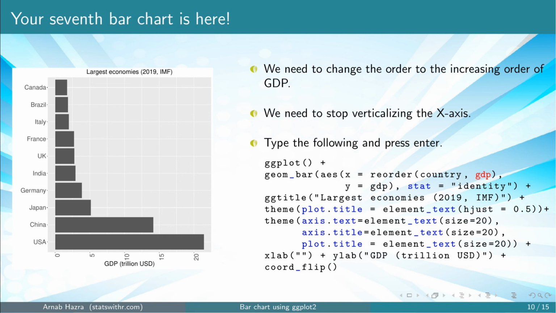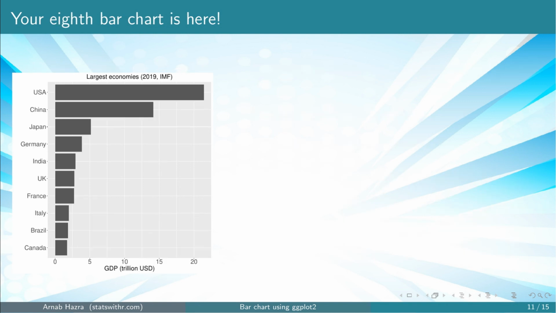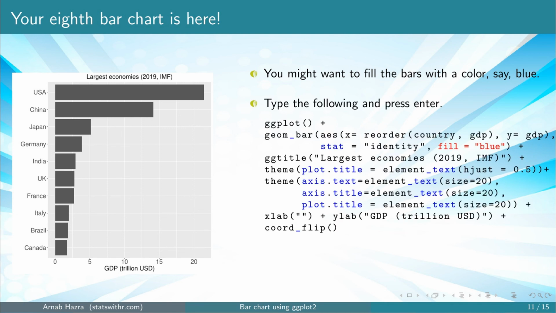Now press enter. Okay, you get your 8th bar chart. You can see that the bars are in nice ordering now. Many of you might consider this bar chart for your publication. In that case, you can skip the following steps. Next, you might want to fill the bars with a single color, say blue. To do that, add fill equals to blue within quotes inside geom_bar but outside aesthetics.